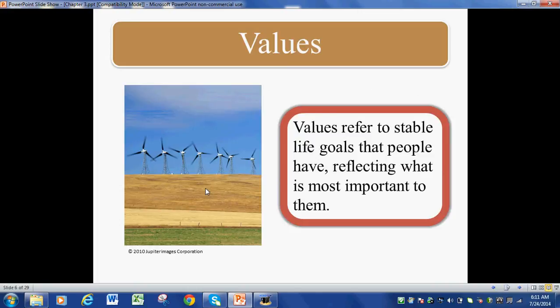Values. So values refer to stable life goals that people have, reflecting what is most important to them. Right? What are your core values? What's most important to you? Is the environment most important to you? Is family most important to you? Is work possibly most important to you?